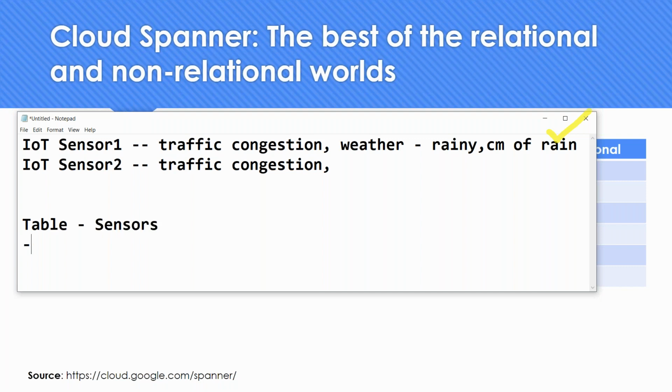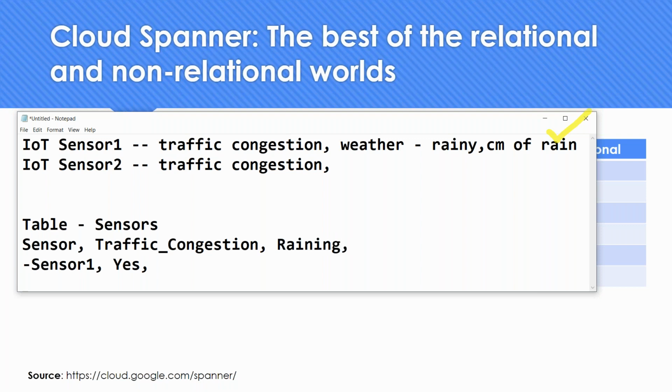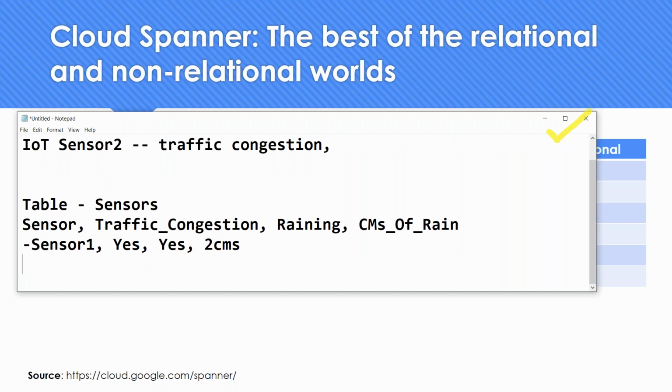Now, one row, assume only one data came. So from sensor one, traffic congestion, yes. Then raining. So I have the columns: traffic congestion, which is a Boolean field, then raining, centimeters of rain. If you have something like this, raining is around 2 centimeters of rain. This is from sensor 1, and sensor 2 is going to send traffic congestion, yes, but these are going to be empty, because that's a place where even rain will occur very rarely.